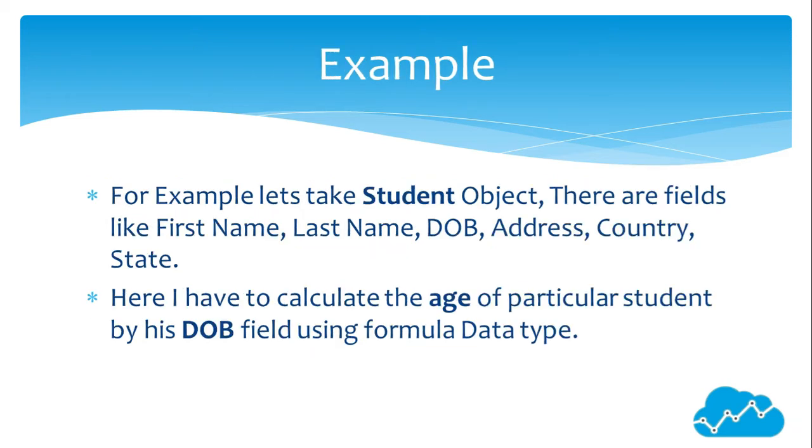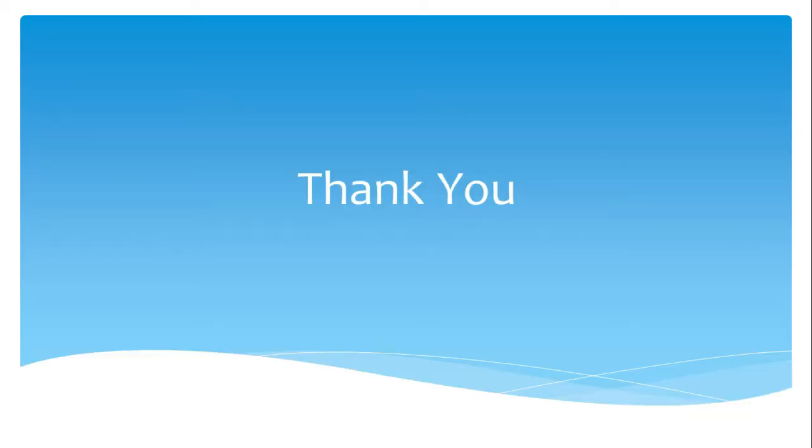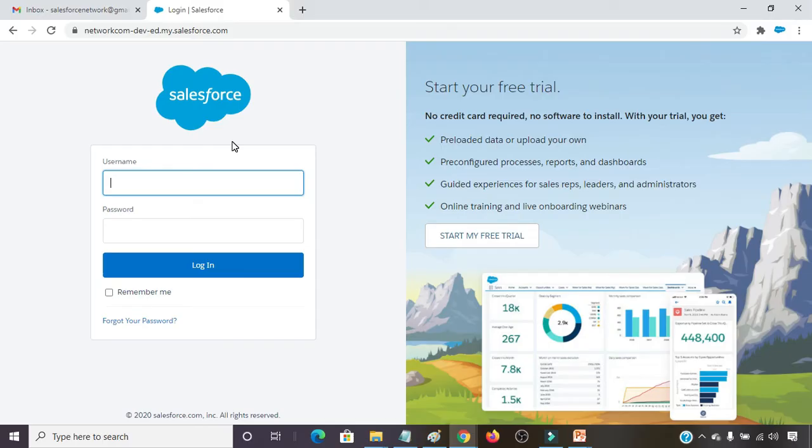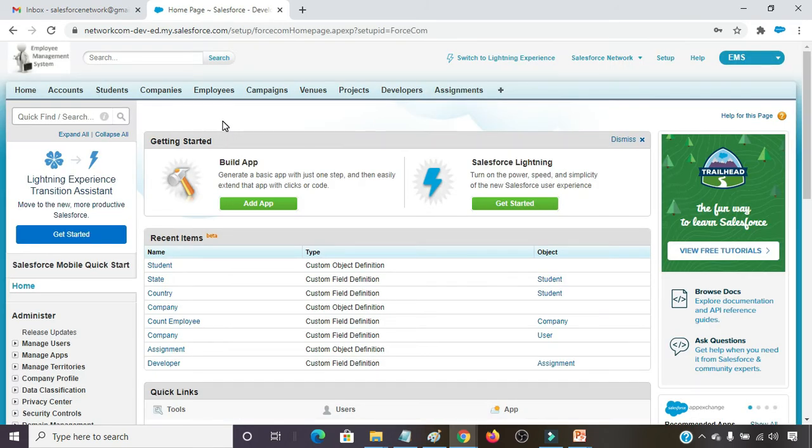Example. For example, let's take the student object. There are fields like first name, last name, date of birth, address, country, state. Here I have to calculate the age of a particular student by his date of birth field using the formula data type. So coming back to our practical session, first we need to log in. For doing this use case, we have to click on the student object.